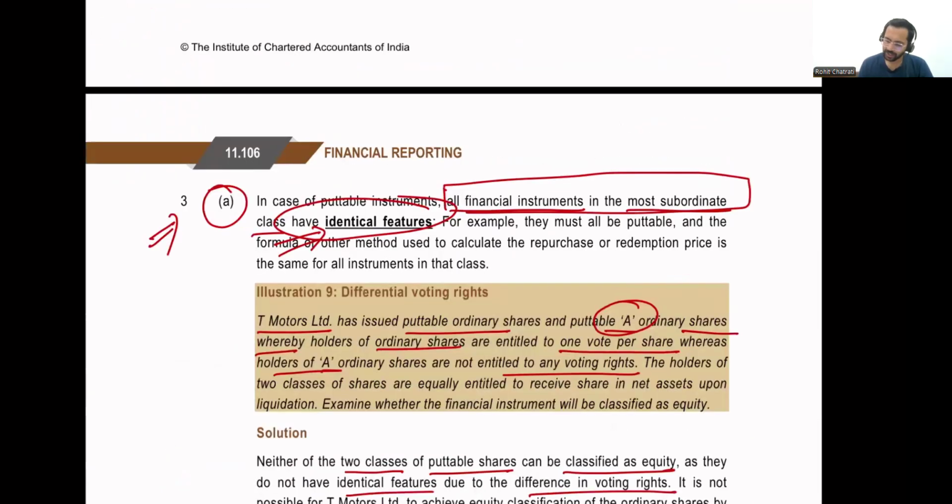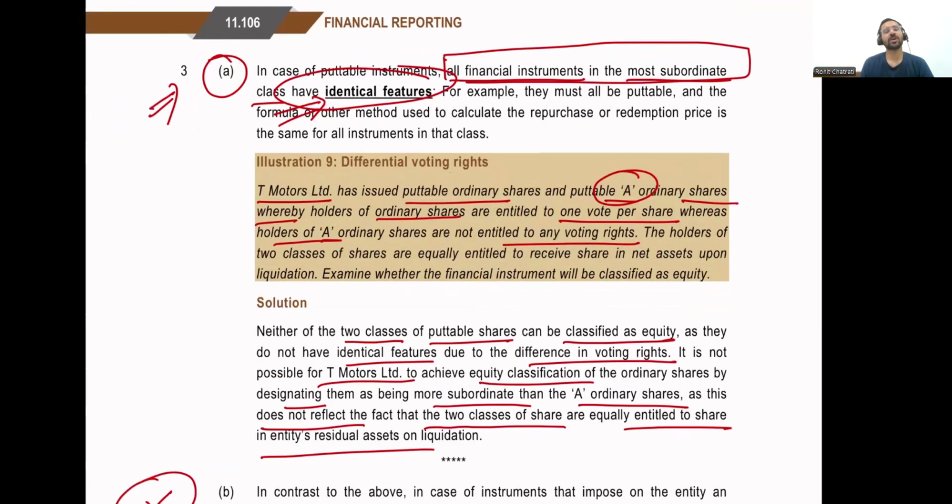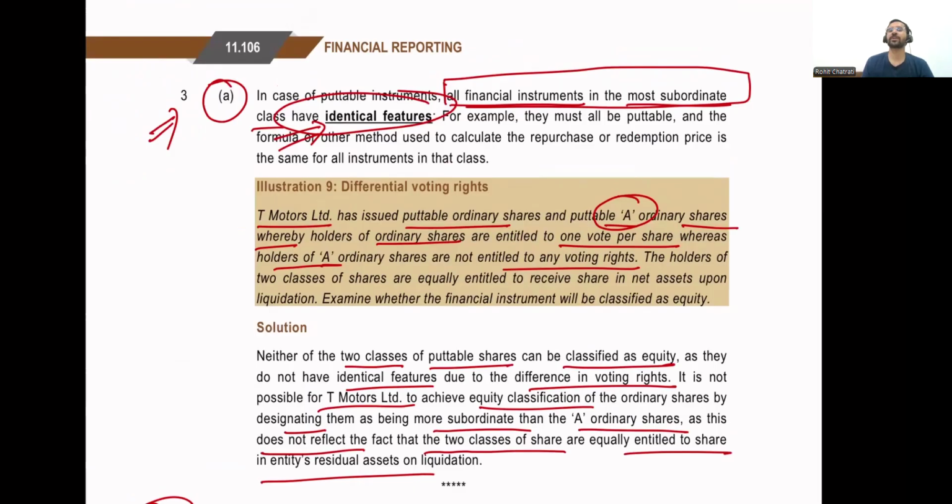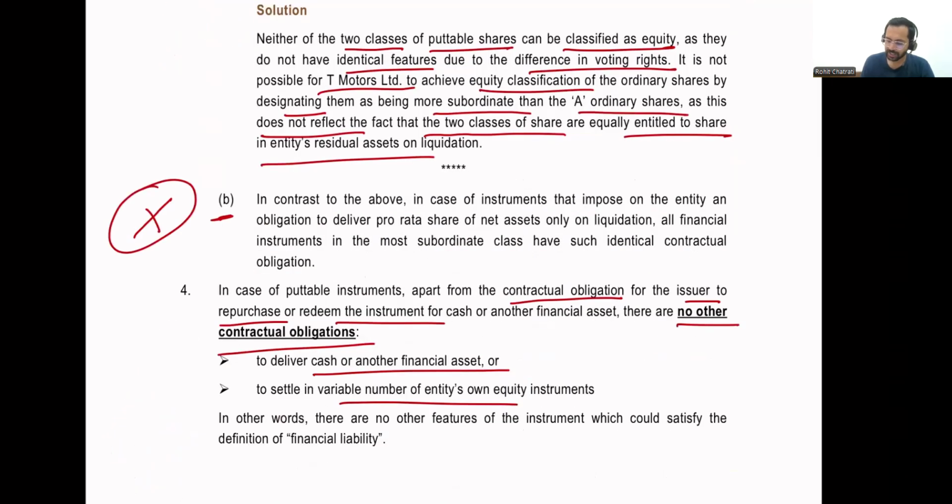Illustration 9 is something that we saw. What illustration 9 is basically trying to say is you should have only one class of subordinated instruments. You cannot have two classes of subordinated instruments which have different features. There can only be one class of subordinated financial instruments.